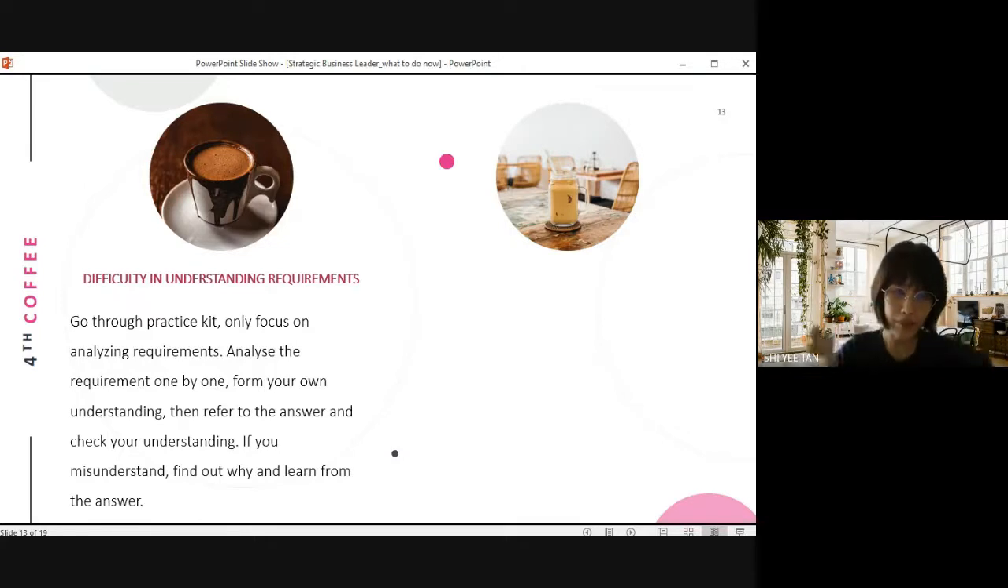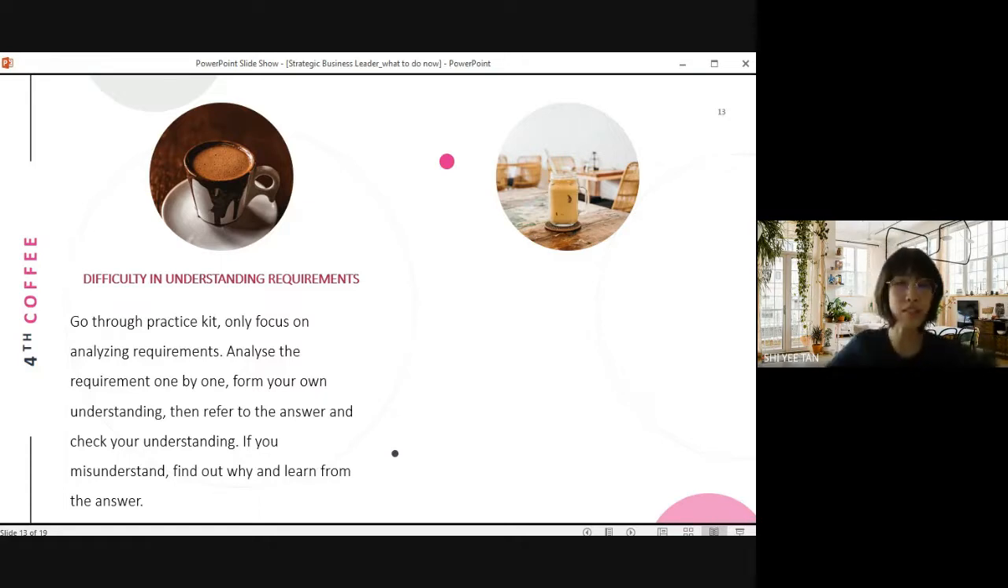Read the requirement. Perhaps if you want, you just glance through the case study, and then go and read your answer, and see how the answer addresses the requirement. Then you will know what the requirement asks you to do. After you read the answer, please analyze the requirement again. Then you will see how the requirement is linked to the answer.